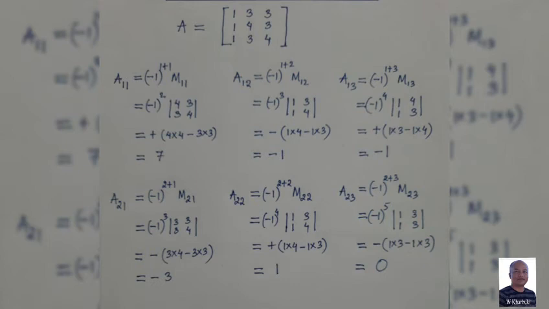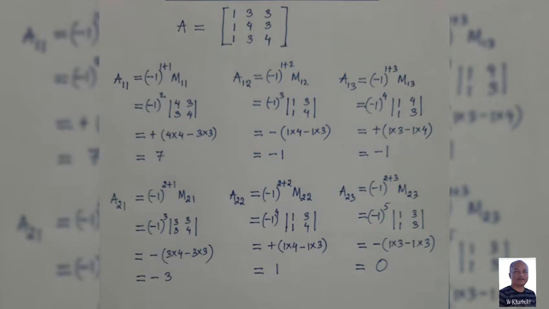Right, now let us find the cofactors of the entries in the second row of the given matrix. The entries are 1, 4, and 3. Now I'll show you how to find the cofactor of the entry in the second row and third column. In this case it is 3.